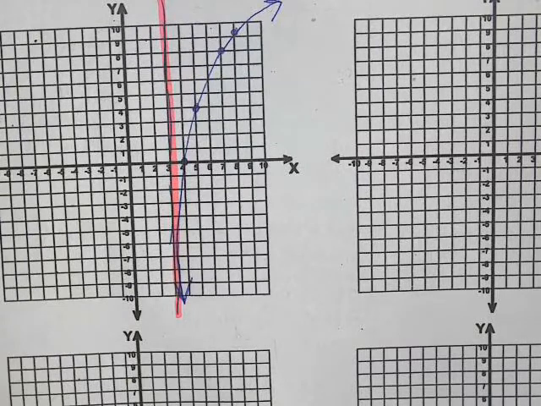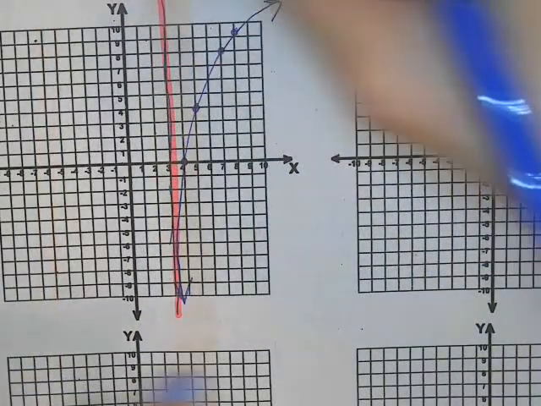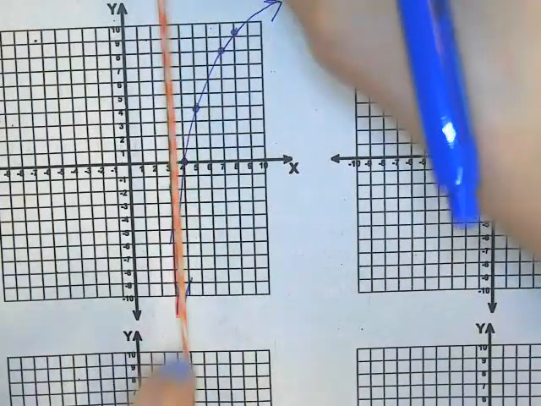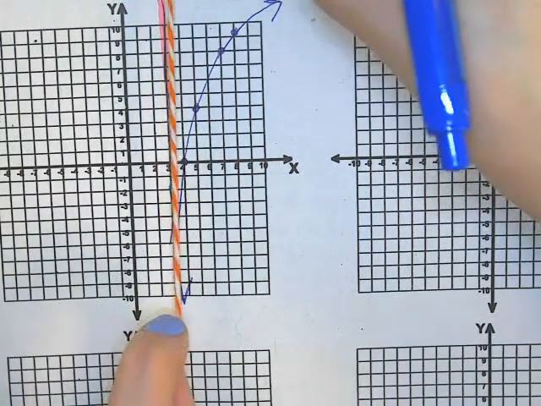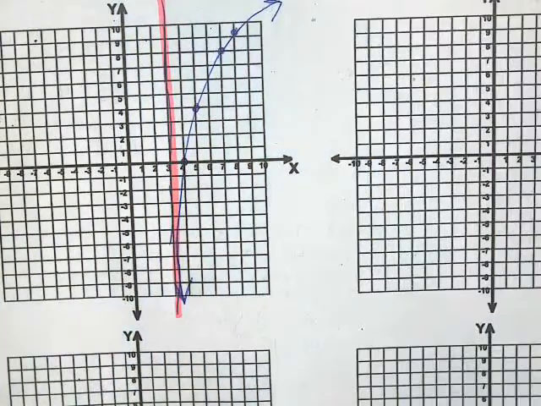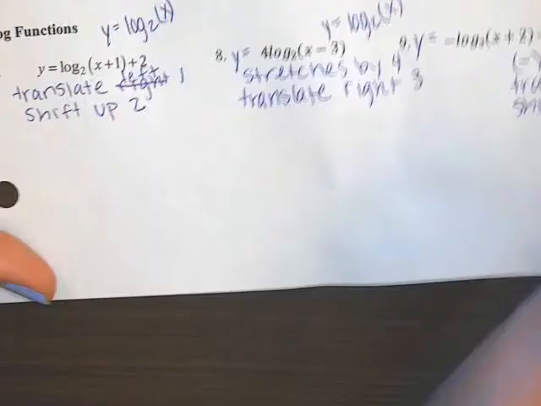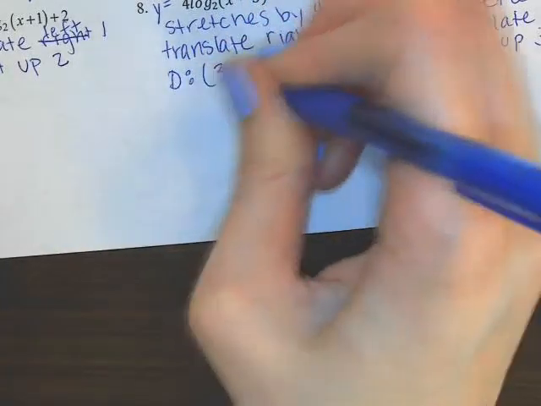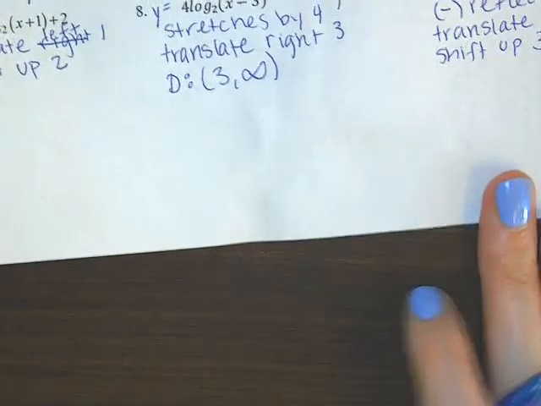Okay, so what's the domain? Is the domain all real numbers? Do I go left forever and right forever? No. What's the furthest to the left we can go? 3. Do I equal 3? No. How far to the right can I go? Okay, so domain is, wait, which one is this? 8, right? 3 to infinity. No brackets because we can't equal.